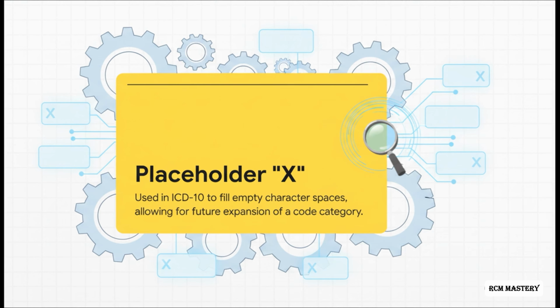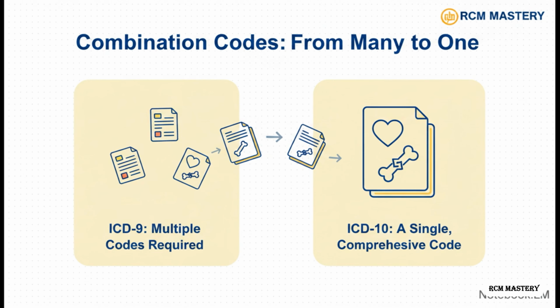ICD-10 also gave us the X placeholder, and this was a really clever move. It's basically used as a spacer. It fills an empty spot in the code. Why? Well, it saves room so that new, more specific codes can be added in the future without having to redo the entire system. It's all about future-proofing. And finally, we have combination codes. See, back in the ICD-9 days, you'd need multiple codes for a condition and its related complication. With ICD-10, we can often use just one single, highly specific code that captures both. It's a massive improvement in both efficiency and accuracy.